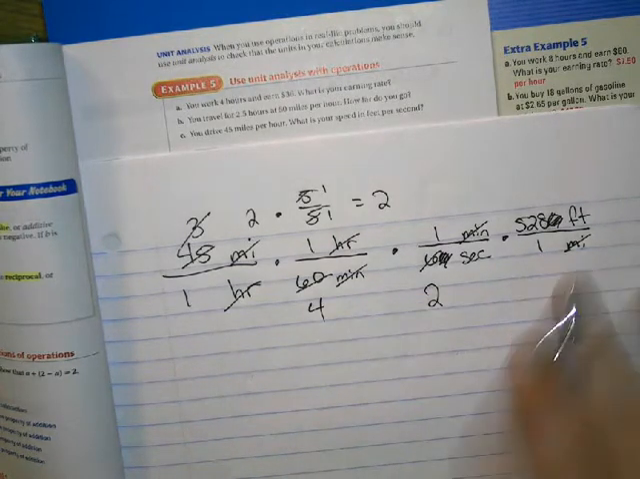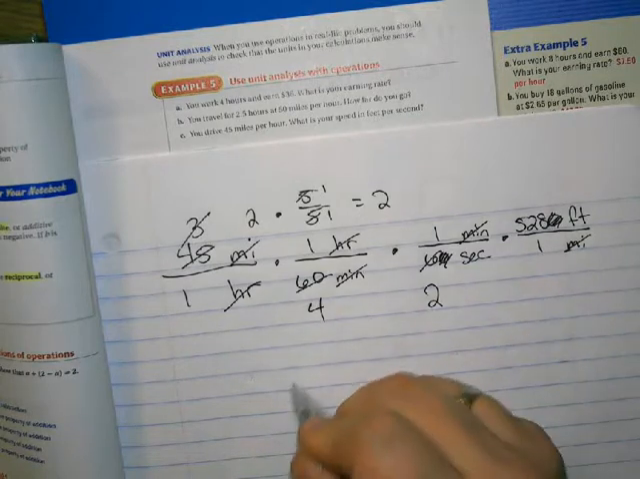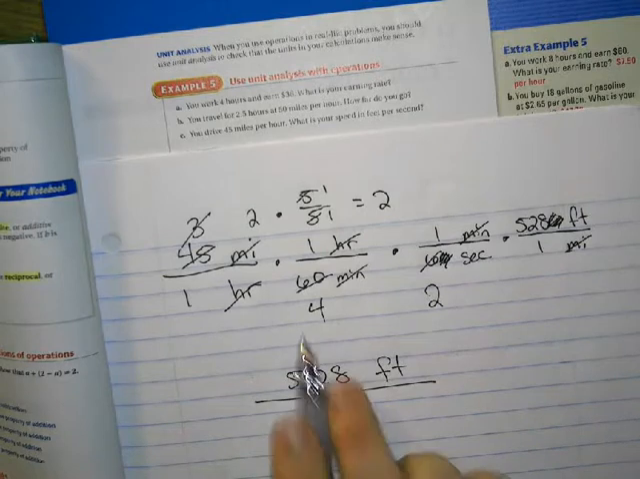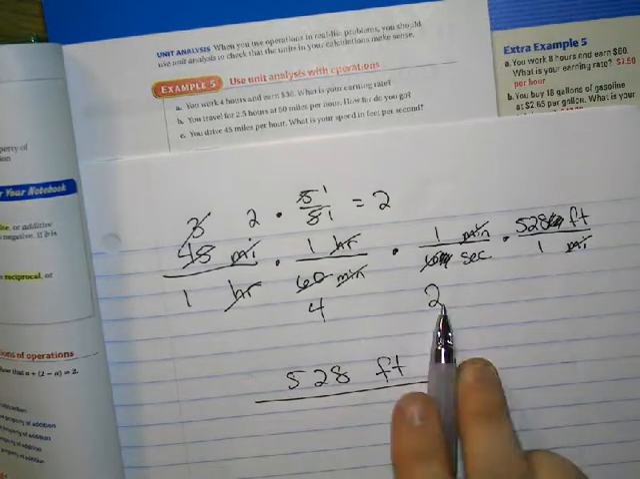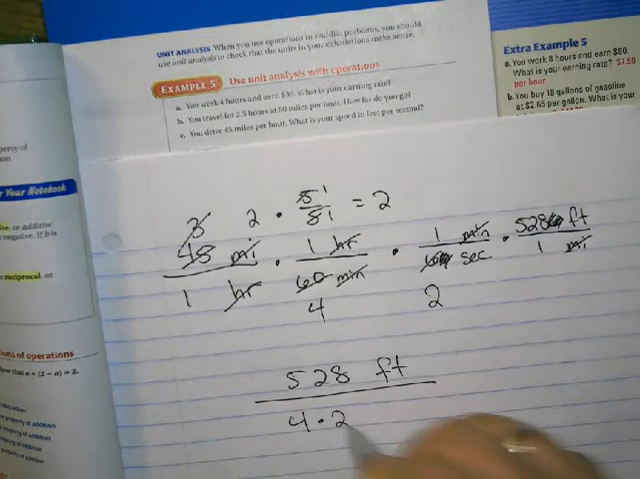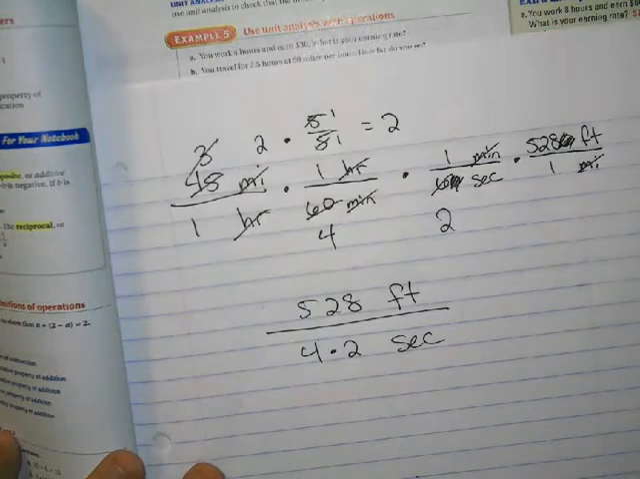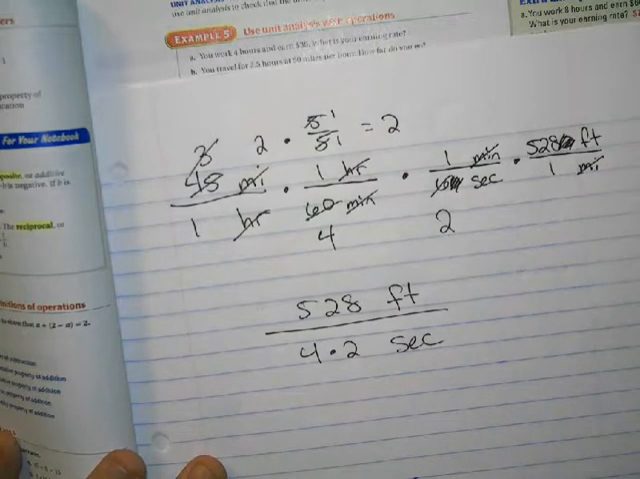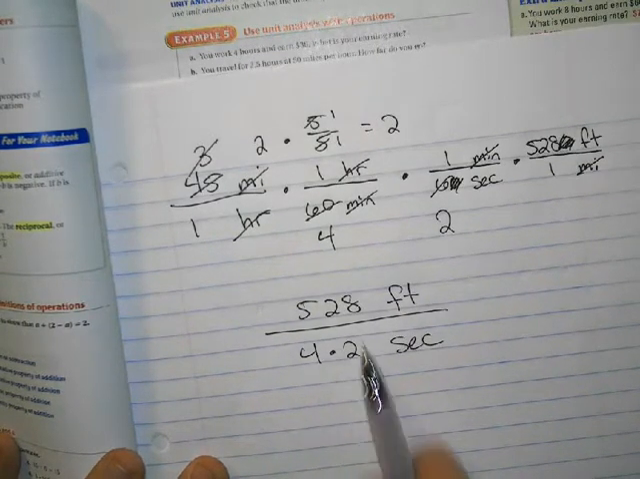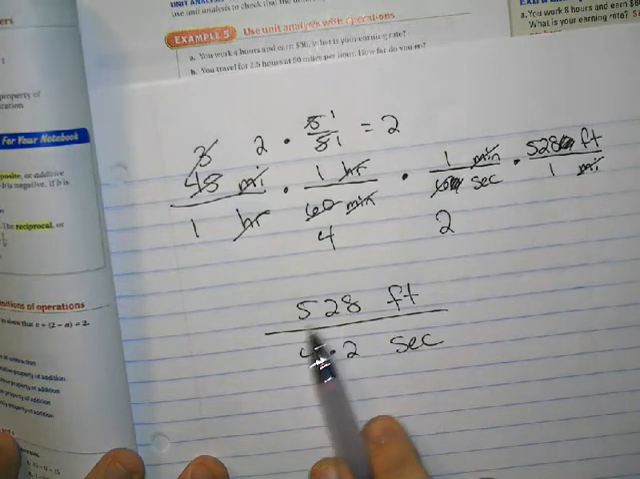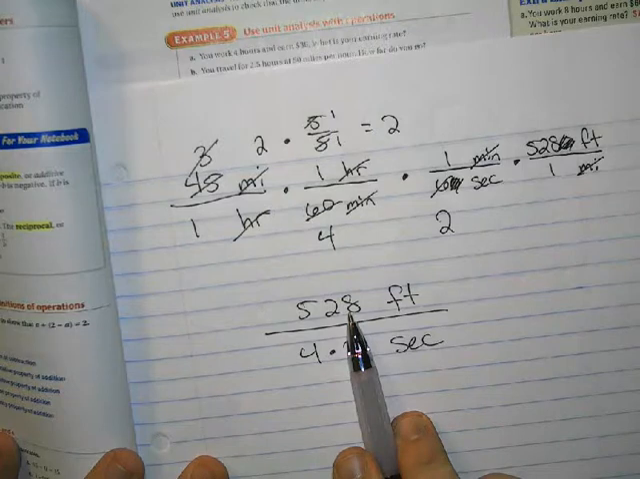Because it's getting kind of messy, I'm going to rewrite it now. On the top, I have 528 feet. On the bottom, I have 4 times 2 seconds. I don't want you to get confused with the stuff I had up top, so I'm just going to rewrite it really quickly. Staying neat in math is a challenge, but it helps you get the right answers. Before we multiply, does this reduce any further? Would you say that a 4 goes into 528?